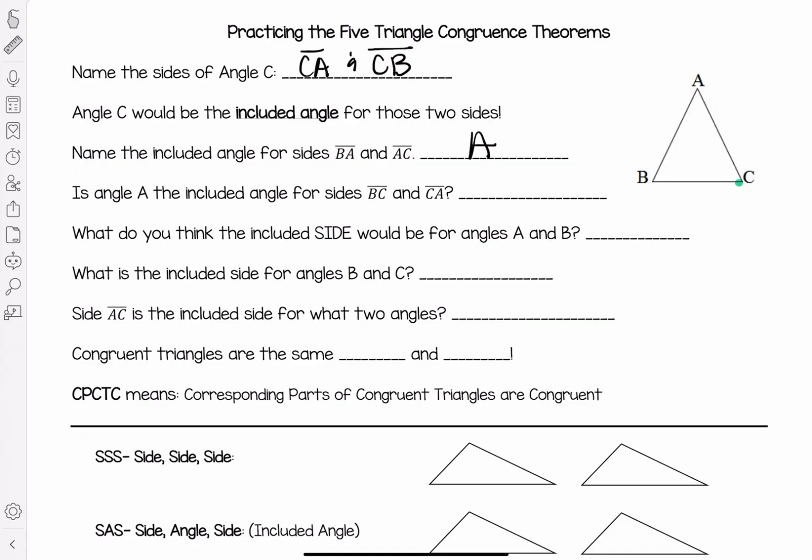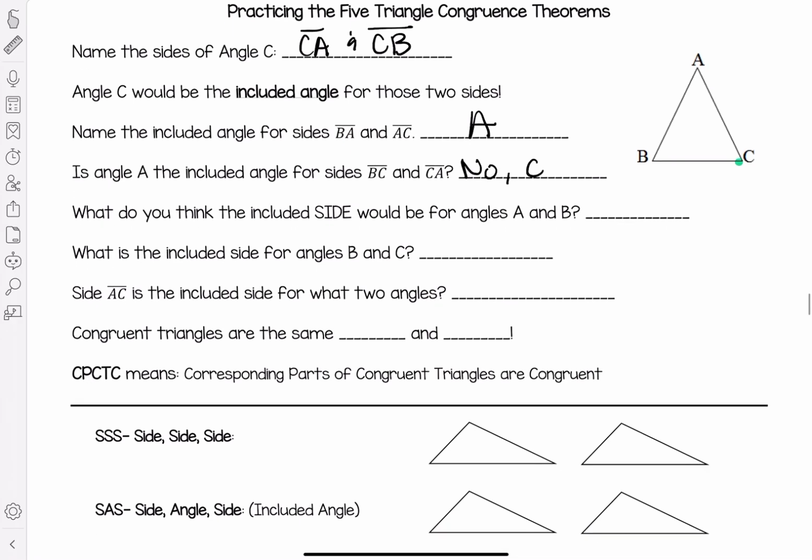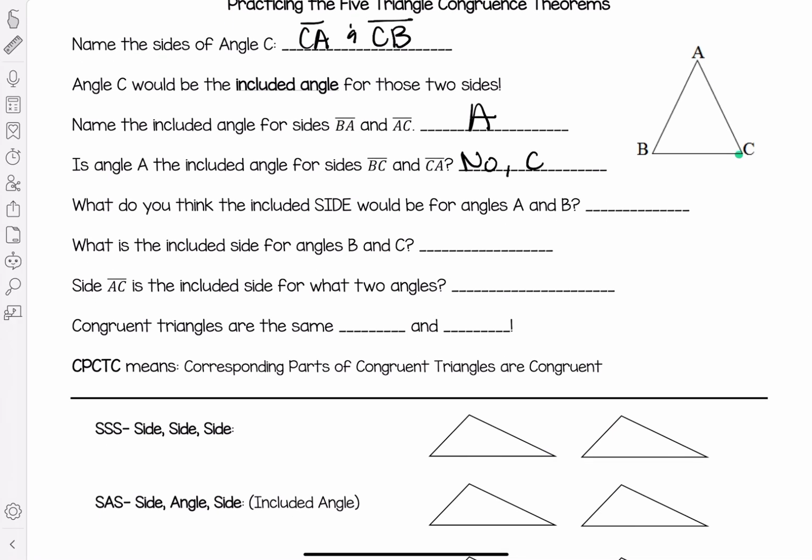All right, and we want to know, is angle A included for the sides BC and CA? No, but C would be, right? We can see that they both have C. Now, what do we think is the included side for angles A and B? So if we look for angles A and B, it's this one and this one. So the side would be this side right here, which we would just call side AB.